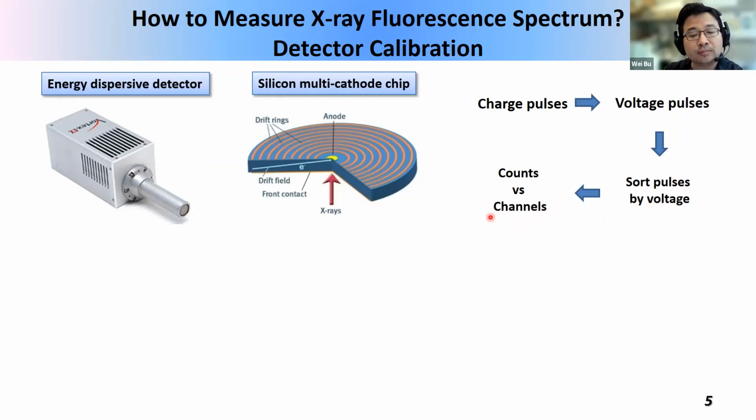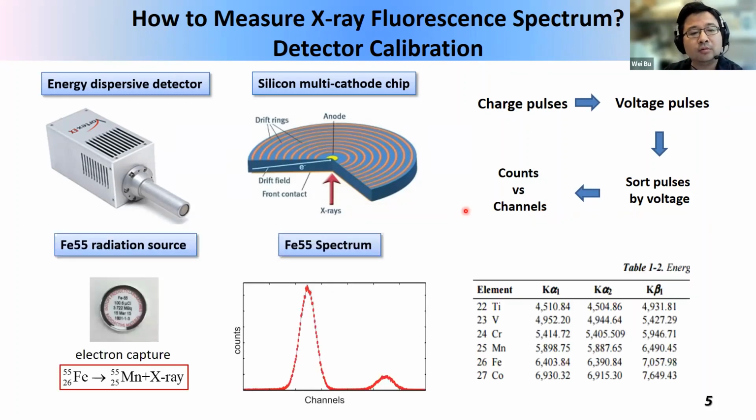So now we need to convert channel to X-ray energy. For that, we need to do detector calibration. Usually we use a radiation source, which generates X-rays with energies we know. One of the most common radiation sources we use here is iron-55. Iron-55 is a radioactive isotope of iron. It can decay to manganese-55 and at the same time create an X-ray. We call this process electron capture. Here is a typical spectrum of iron-55. It has two emission lines. On the right side, I show you the emission lines from iron and surrounding elements.